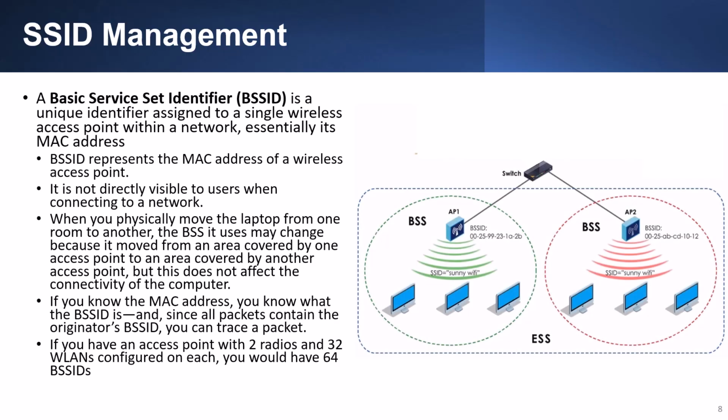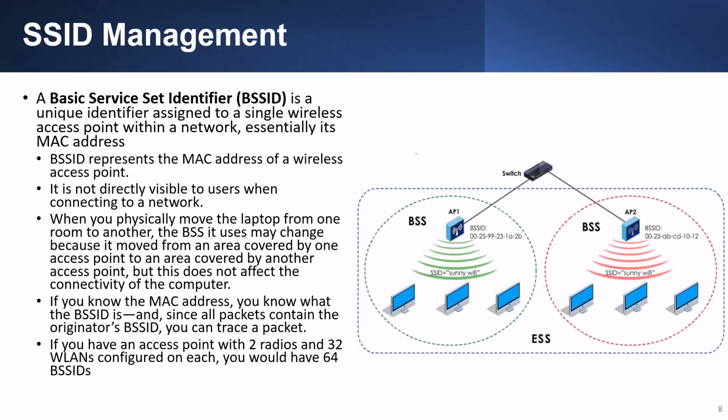A basic service set identifier, or BSSID, is a unique identifier assigned to a single wireless access point within a network, essentially its MAC address. BSSID represents the MAC address of the wireless access point. It's not directly visible to users when connecting to a network. When you physically move the laptop from one room to another, the BSS it uses may change because it's moved from an area covered by one access point to an area covered by another access point. But this does not affect the connectivity of the computer.